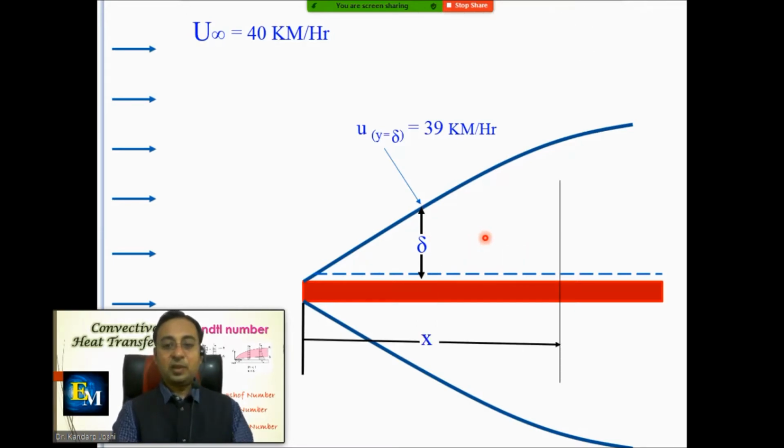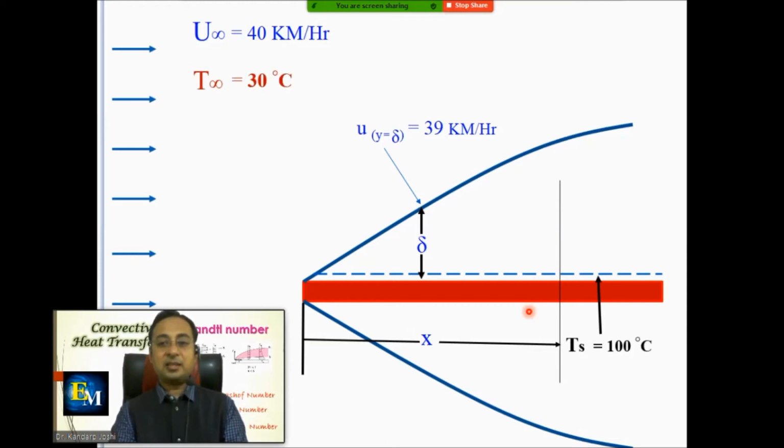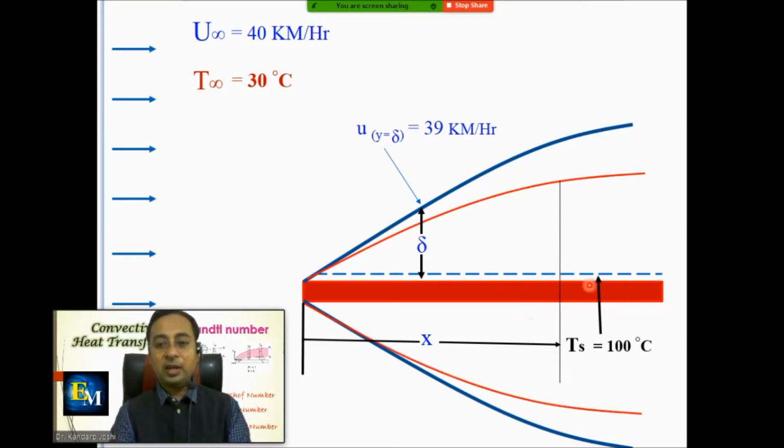Similarly, let's consider another distance x, say 15 centimeter. Now if the surface temperature of the plate is 100 degrees Celsius and the ambient temperature is 30 degrees Celsius, one thermal boundary layer will be formed. Thermal boundary layer means if you keep your hand near the plate, you will feel some heat, and as you move up to a certain level you will feel the heat, and after some point there will be no temperature difference and you cannot feel the hotness.